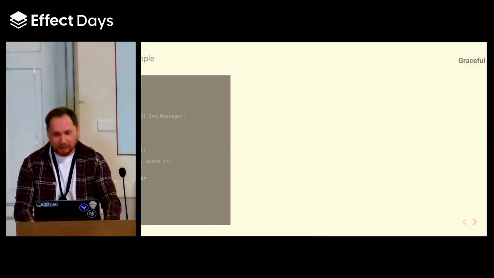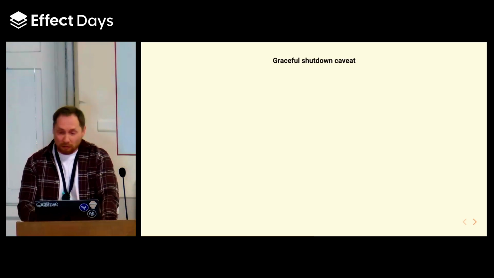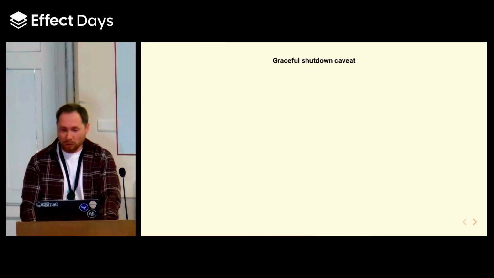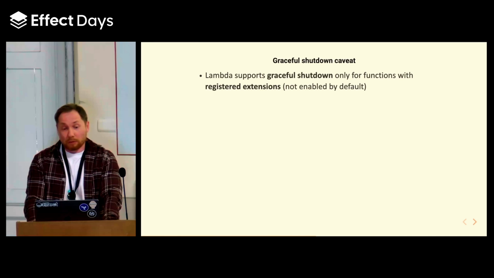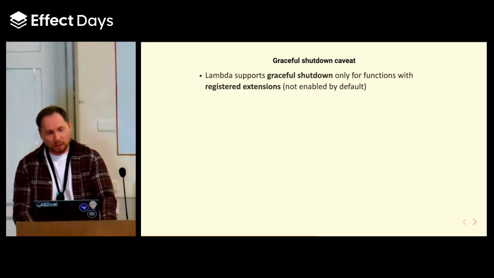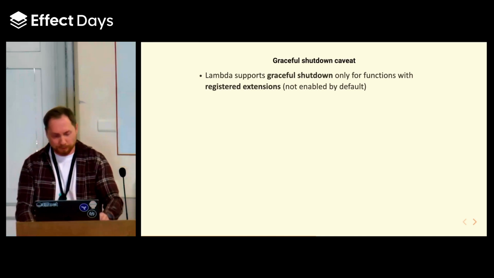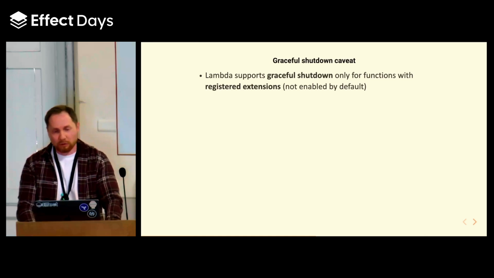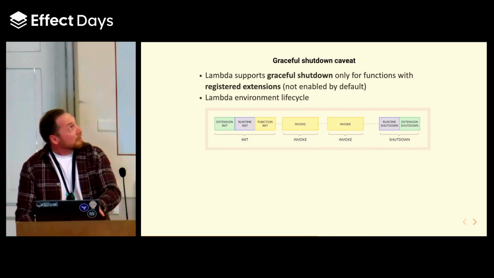Let's continue with the graceful shutdown, because graceful shutdown has some caveat. It will not work out of the box by default, because by default the Lambda function is not subscribed to the SIGTERM event emitted by Node.js. This is why it will not emit this, so we will not handle this graceful shutdown by default. So let's look a little bit at how the Lambda environment life cycle works.